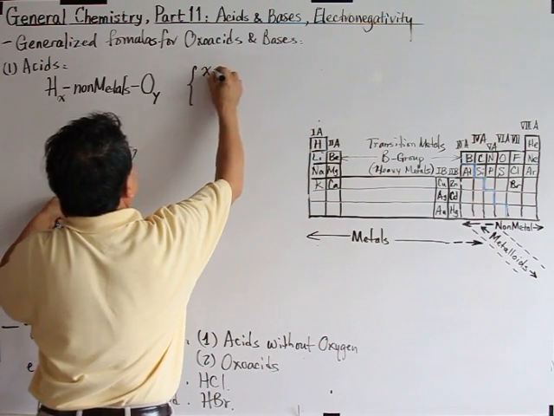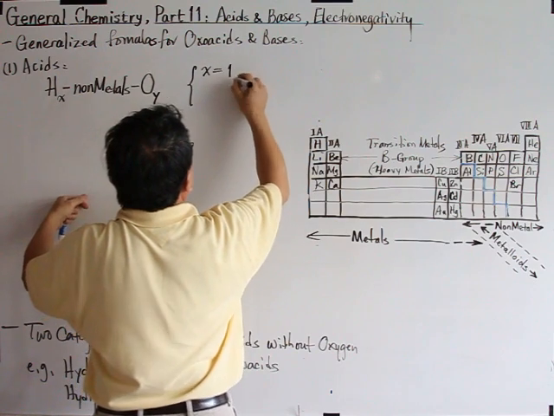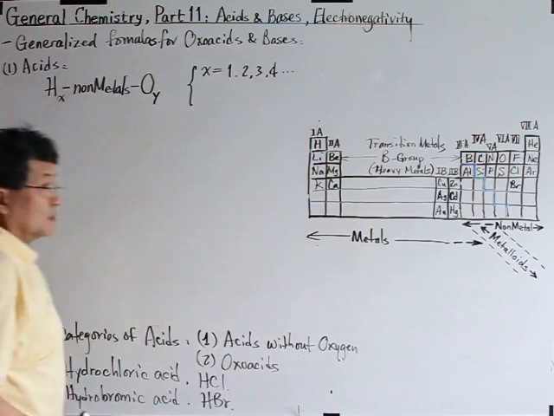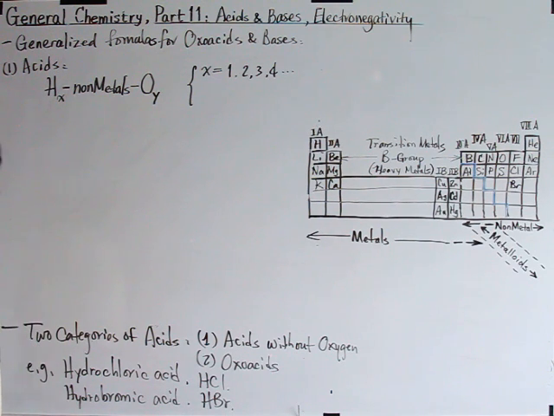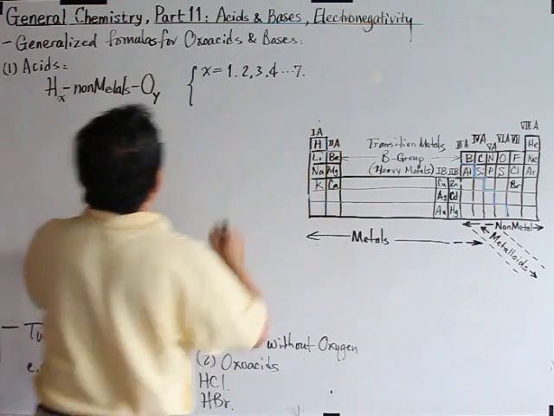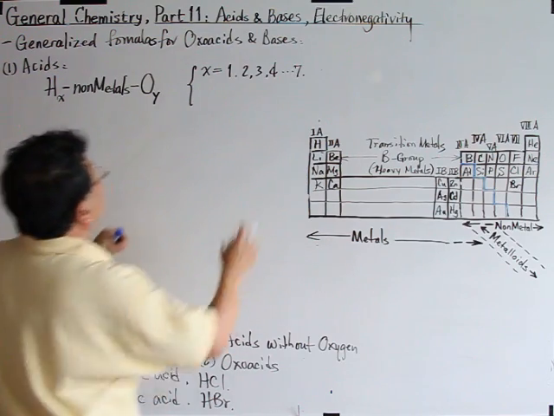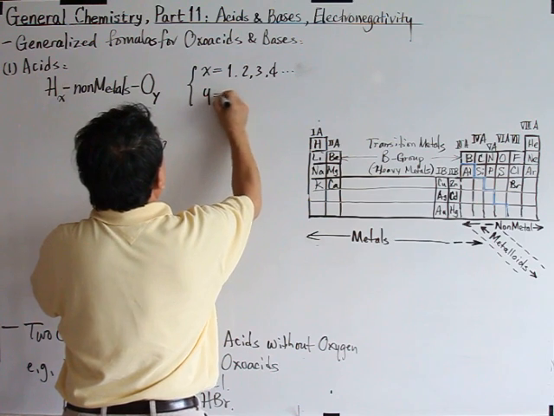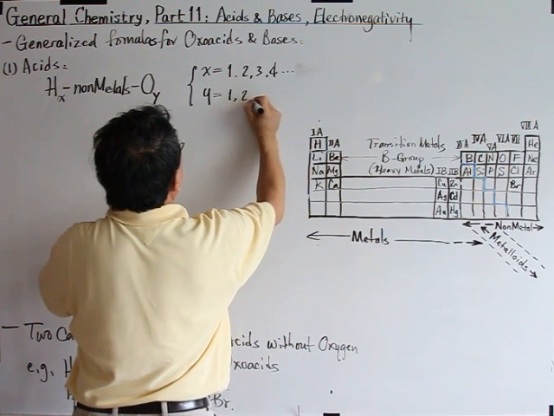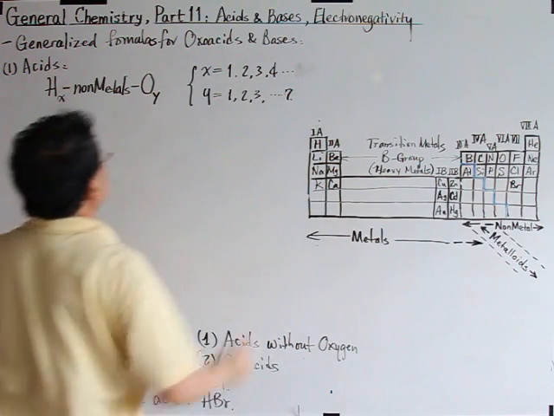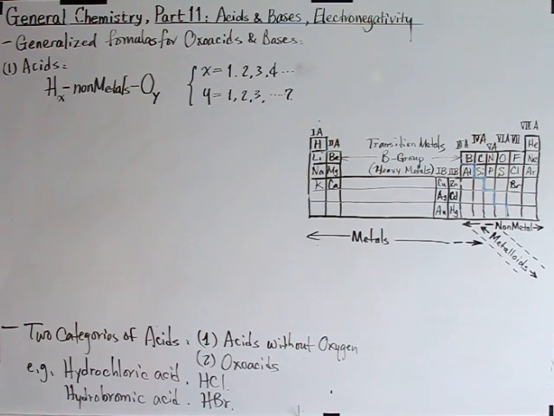Now here, the X can be 1, 2, 3, 4. Sometimes it could be up to 7, right? Chromium, chromic acid, dichromic acid. So that's all the way to 7. The hydrogen may not be that big. And the Y can be 1, 2, 3 to 7. That's a possibility. So let's give you an example.